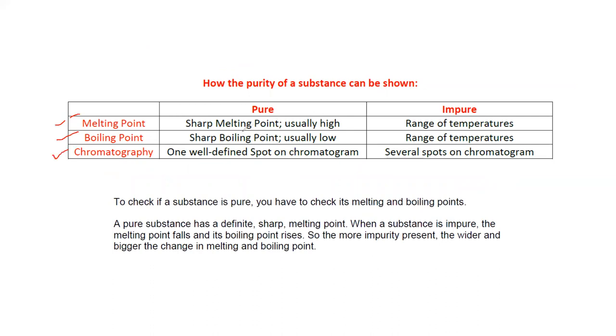If it is a pure substance, it will have a sharp melting point. If it is an impure substance, it will have a range of melting point. If it is a pure substance, it will have a sharp boiling point. And if it is impure, it will have a range of boiling point. A range of boiling point means it can boil at different temperatures. Normally, when a substance is impure, the melting point will decrease and the boiling point will increase. And in chromatography, we will have several spots, so we can identify that the substance is impure.